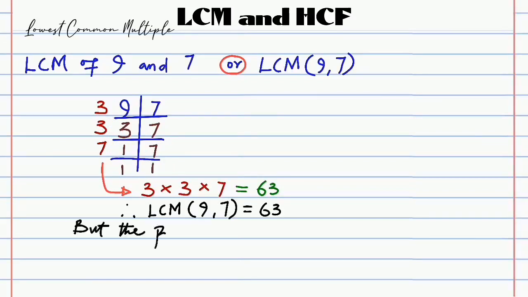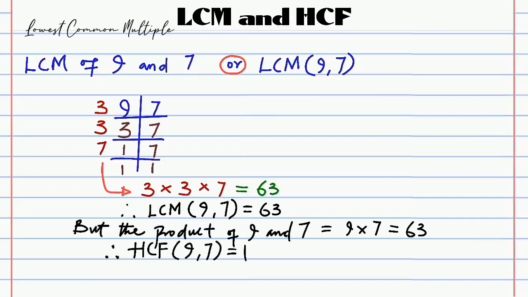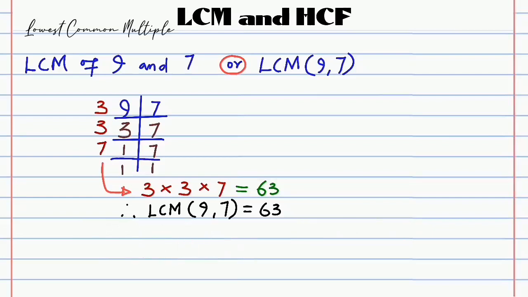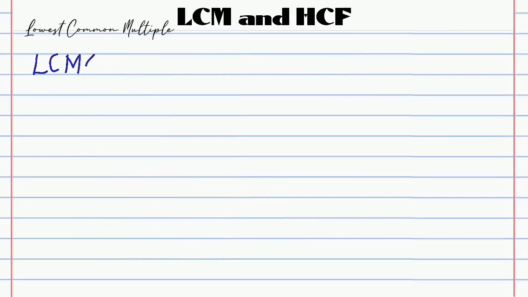But the product of 9 and 7 is equal to 63. This means that the HCF of 9 and 7 is equal to 1. I'm going to explain later. Let's find the LCM of two-digit numbers like 88 and 52.